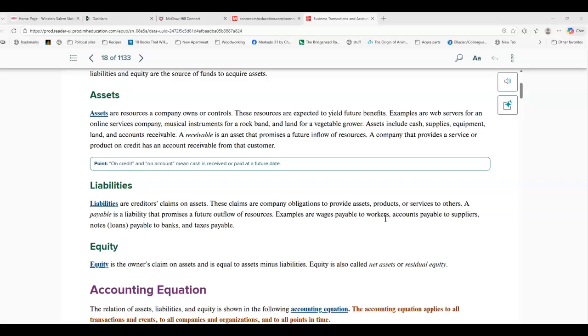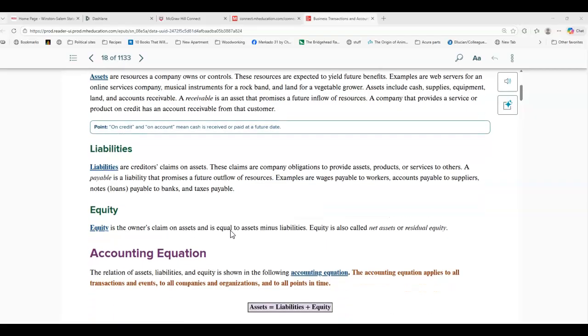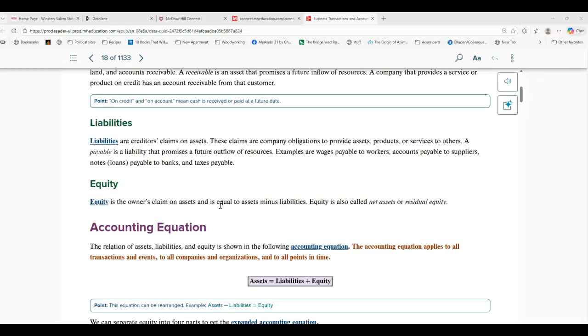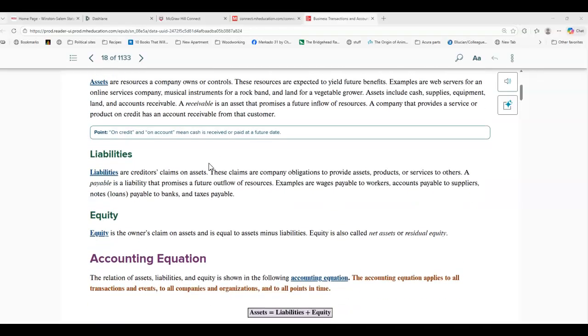Wages payable to workers, accounts payable to suppliers, notes or loans payable to banks, and taxes and other things that are payable. And equity is the owner's claim on the assets after the liabilities have been paid. So we have the assets, creditors have a claim on some of them, and what's left after the creditors get paid, that is the equity that the owners have. That is the amount of ownership the owners have in those assets. And it's called net assets or residual equity.